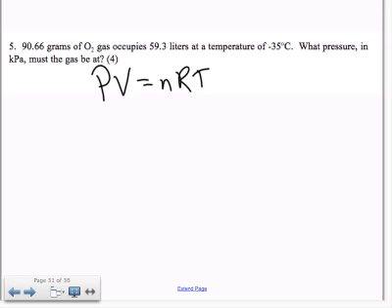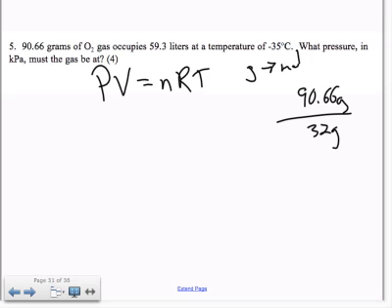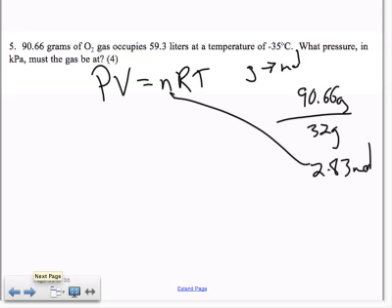So the first thing we need to do is convert from grams to moles, and we do that by dividing 90.66 grams by 32 grams, which is the molar mass of oxygen, and we get 2.83 moles. Now we can plug that in for n in our equation, and we're going to have P equals nRT over V. That's how we're going to solve for pressure.